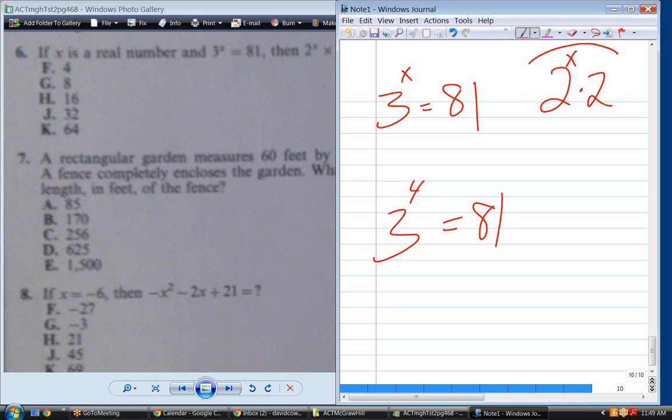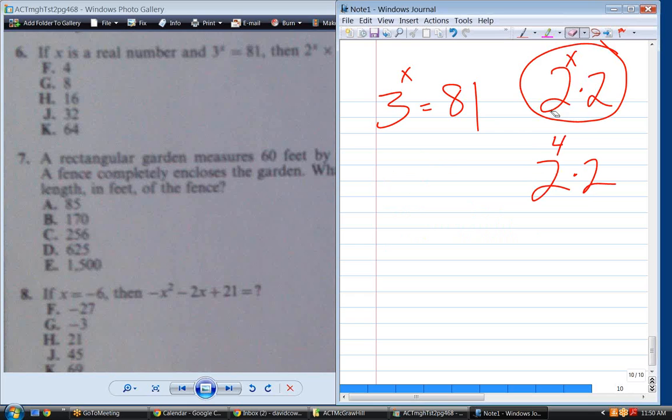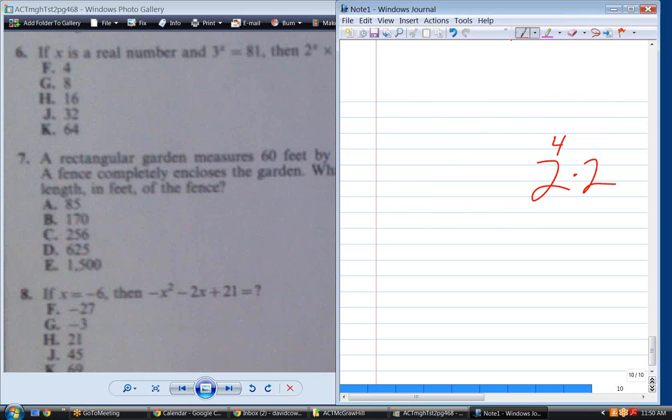So now what is this equal to if x is 4? So I have 2 to the 4th power times 2. Now that one you can do on your calculator if you need to. 32. All right.